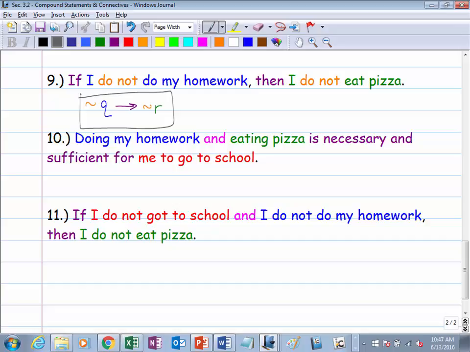And then number 10, doing my homework and eating pizza is necessary and sufficient for me to go to school. So all of this is necessary and sufficient for going to school. So that would be Q and R, and we would put that in parentheses. And then you would have the is necessary and sufficient for is the double arrow, and going to school is P.